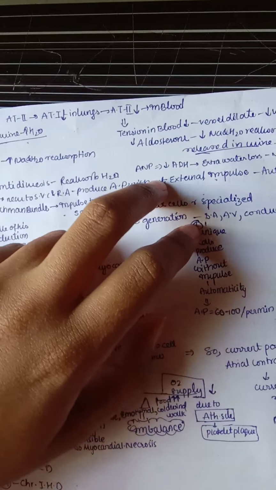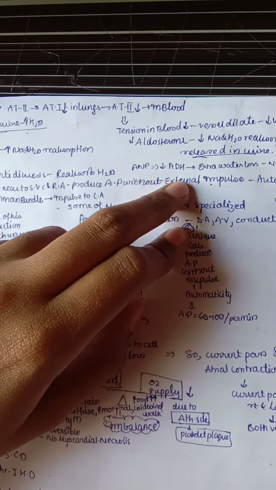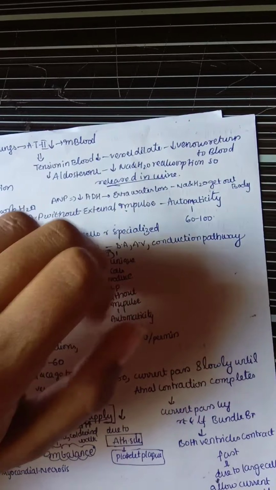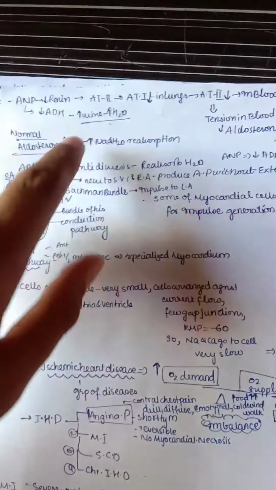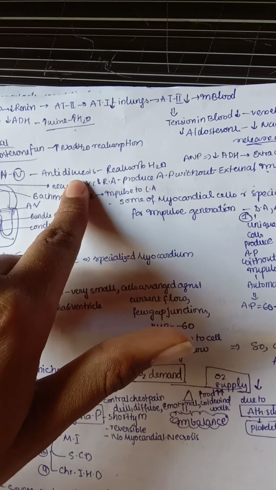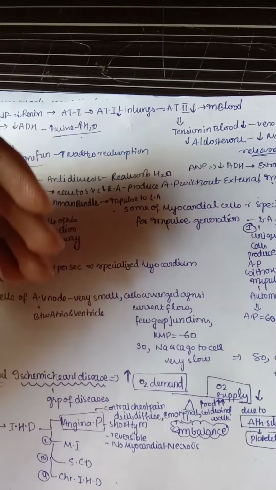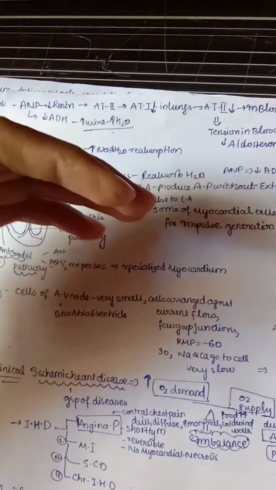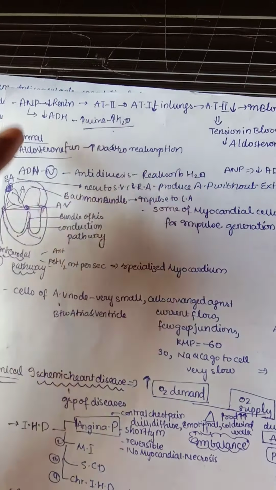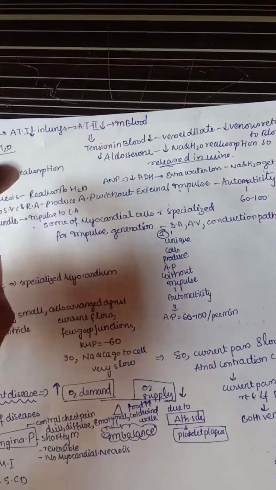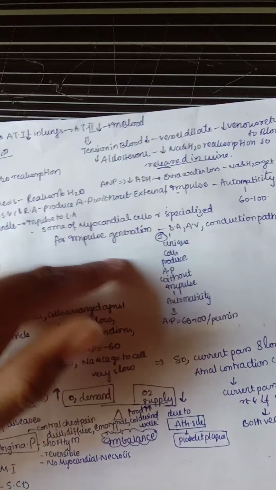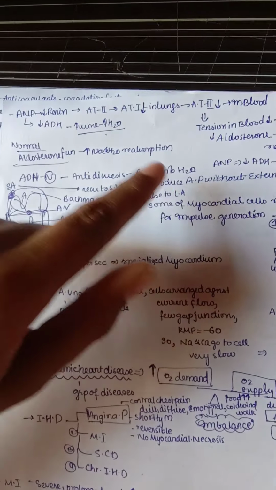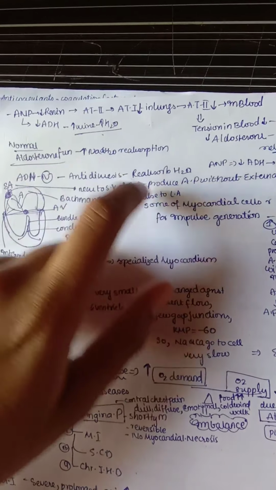Whenever ANP is released, even the ADH, that is antidiuretic hormone, is decreased, so extra water, sodium and water get out of the body. The normal function of ADH is antidiuresis, that is it prevents diuresis, the extra water getting out in the urine. But in this case, as the ADH is decreased, extra water is lost in the urine, and sodium is also lost in the urine. Normally, ADH reabsorbs the water.